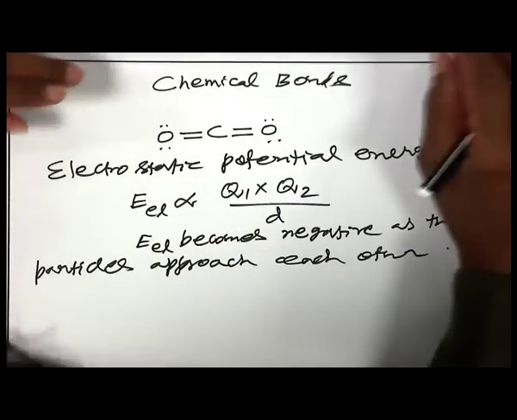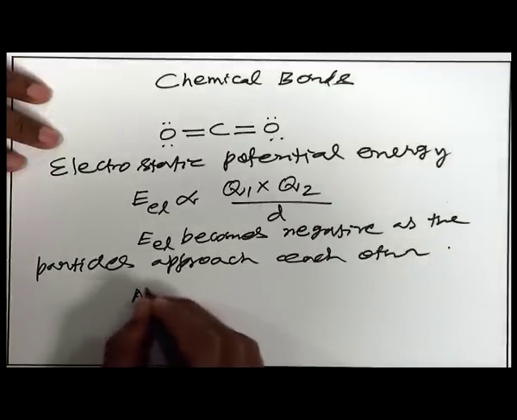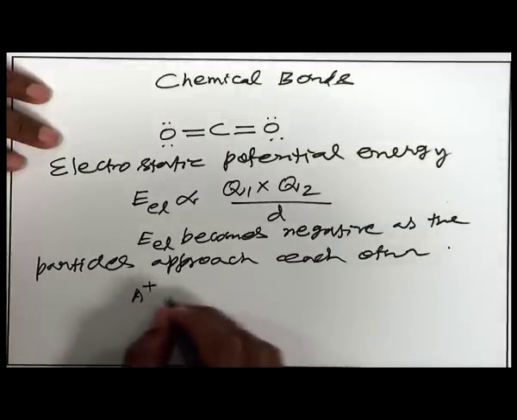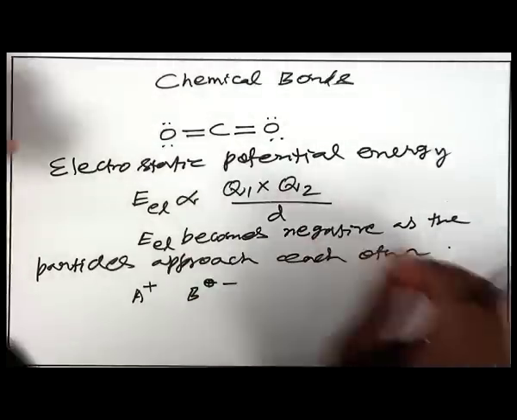If we take, for example, a cation A plus approaching B minus, there is an attraction between them, and energy decreases as the distance between the particles decreases. Then it reaches a minimum energy where they are stable, which can be represented by a diagram like this.